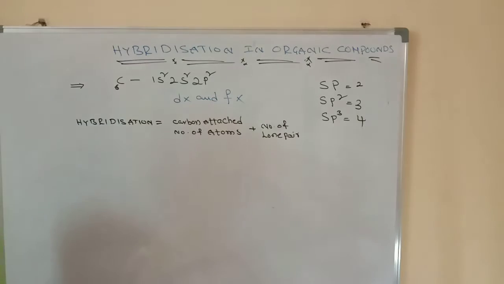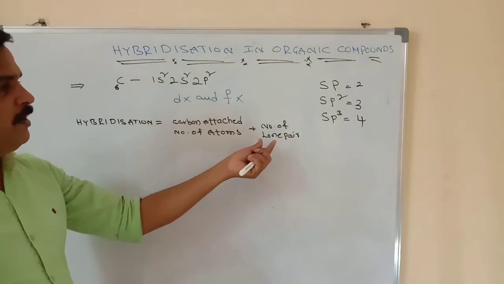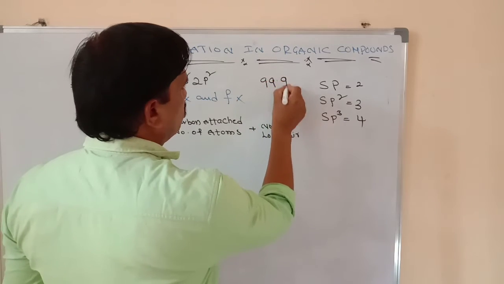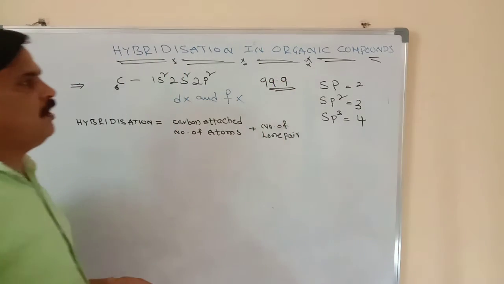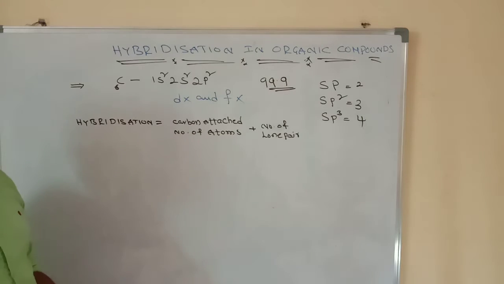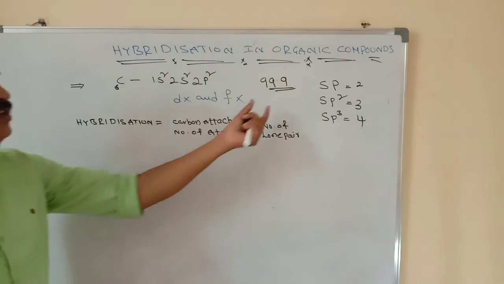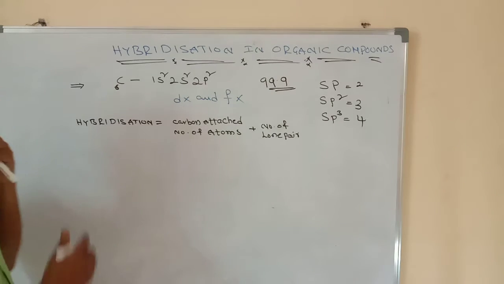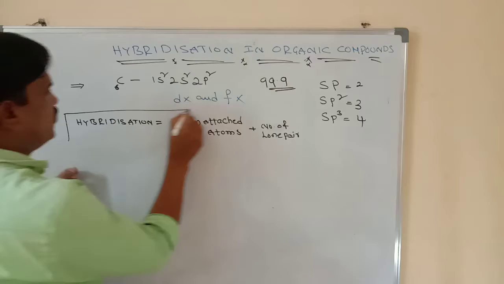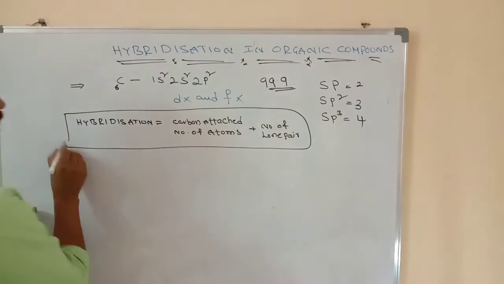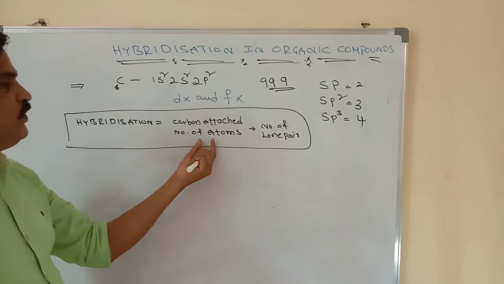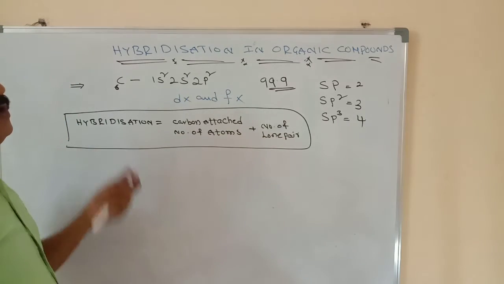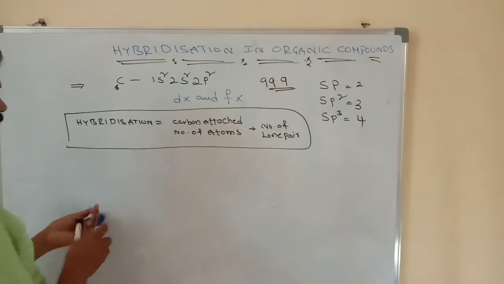In 99.9% of carbon compounds, we do not need to identify the number of lone pairs. Only 0.1% of carbon compounds have lone pairs. Okay, this is the trick for identifying hybridization in organic compounds: the number of atoms attached to carbon plus the number of lone pairs only. So this gives the hybridization of carbon containing compounds.